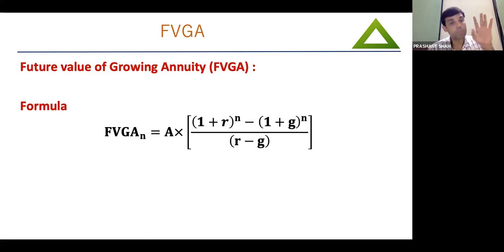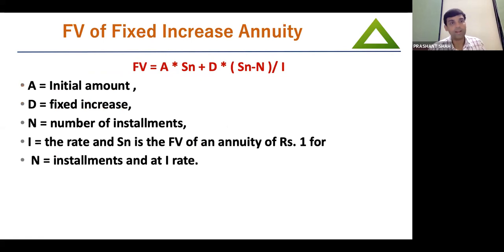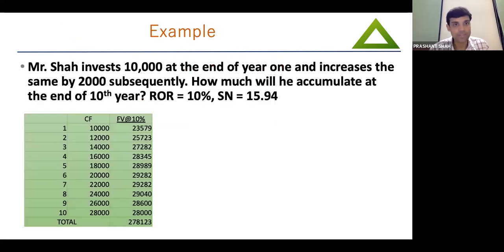And I do have a separate playlist explaining growing annuities precisely, so you can search it on the channel and study that. This is also important. But our discussion is this one: finding out the future value of a fixed increase annuity. This is quite unique, and this formula is also unique. I'll show the question first.